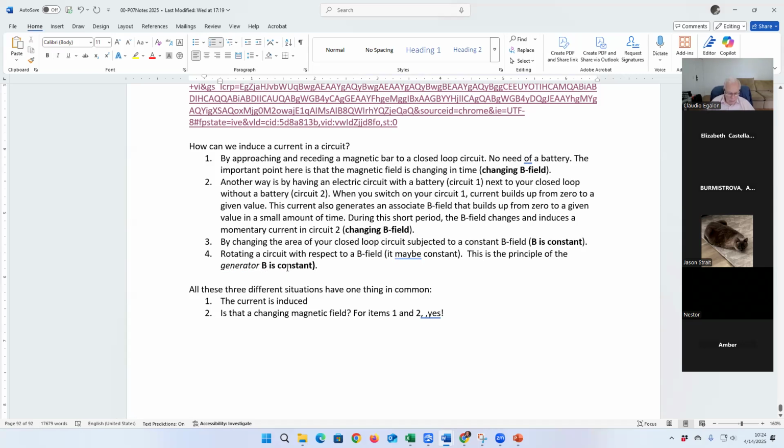So a change of the B field is not something that's common to all those four circuits, right? Yes, but not for 3 and 4. For 3 and 4 it is the area that changes, right? It's the area that changes.